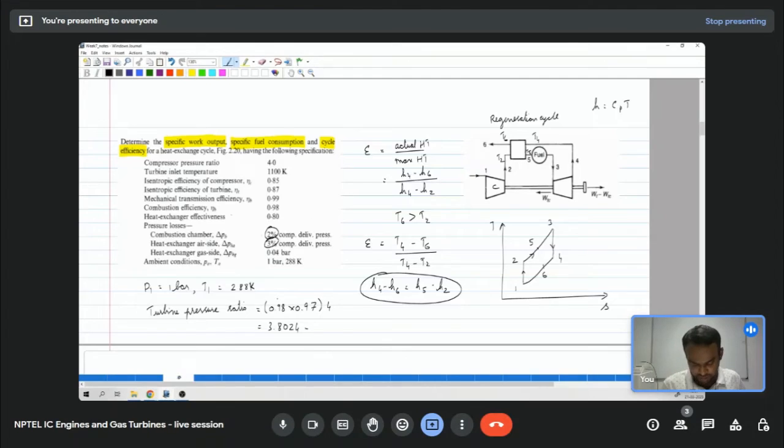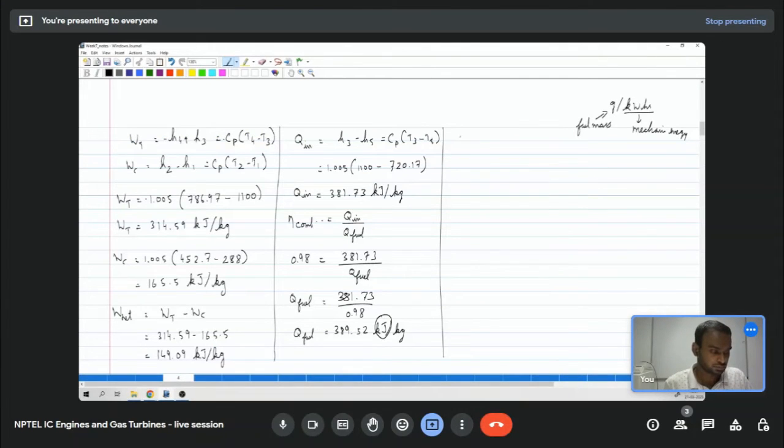Then we need to calculate the cycle efficiency. So eta cycle is equal to work output by fuel input. Work output we have calculated as W net, that is 149.09, and fuel input we know is 389.52. This is 38.27%.